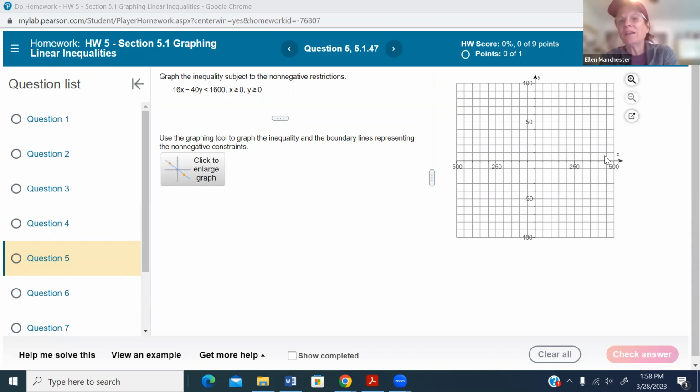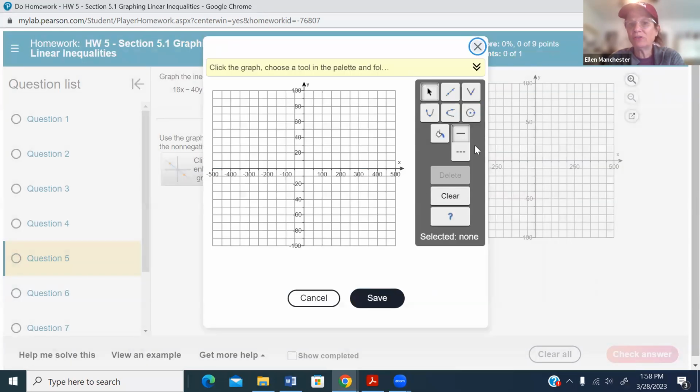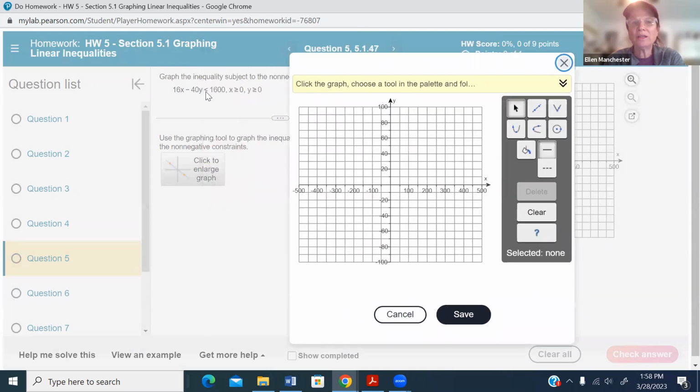When you're doing that, you always want to put in your restrictions first before you go to the given line. So always do your restrictions first. Again, you're going to come over here and click on the click to enlarge so that you get all your tools. You want to take a look at your inequality. Since it is just less than, no equal, that means we're going to end up with a dashed line this time. So I'm going to pick up a dashed line for the inequality that we're given.